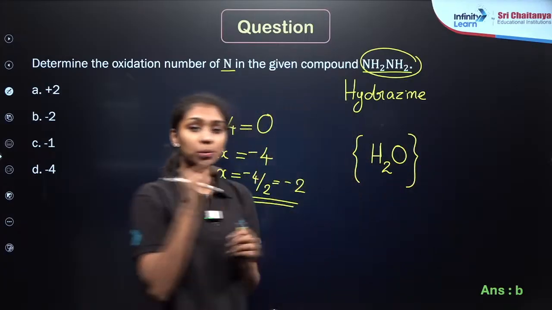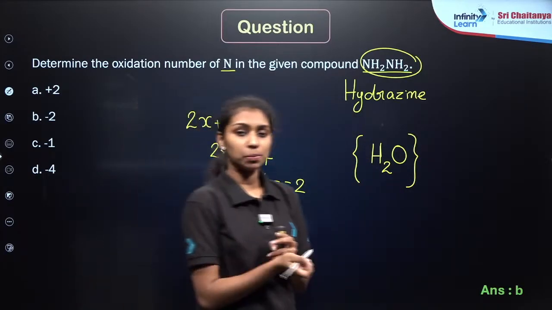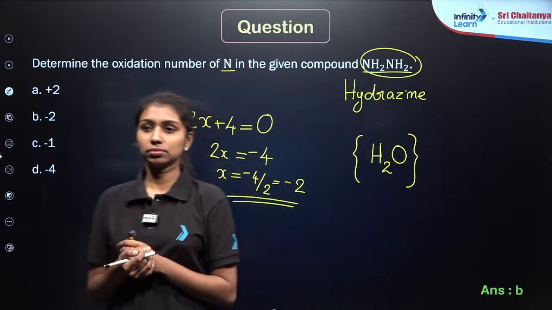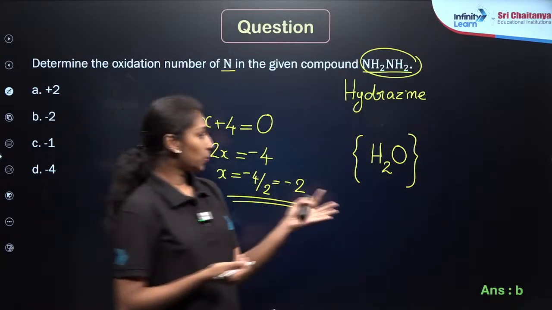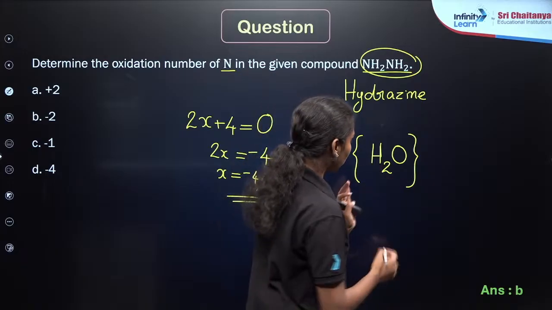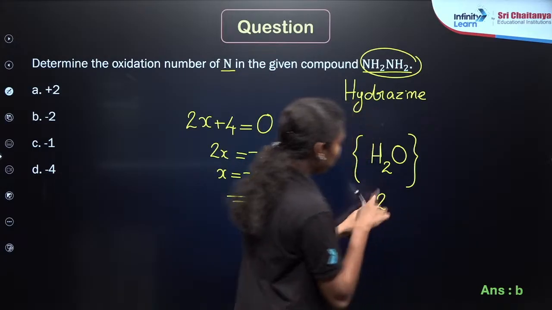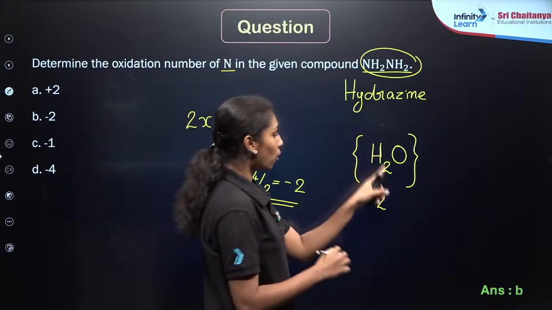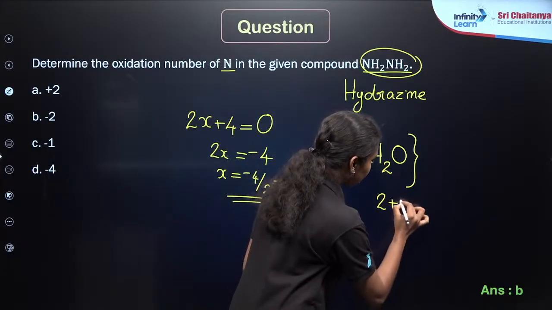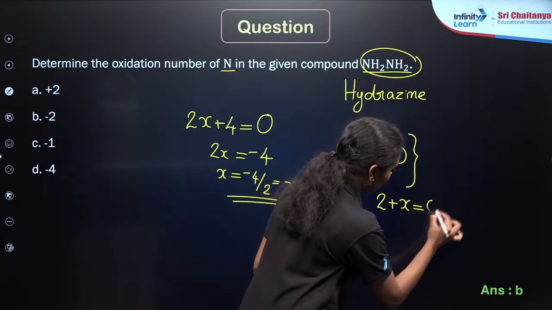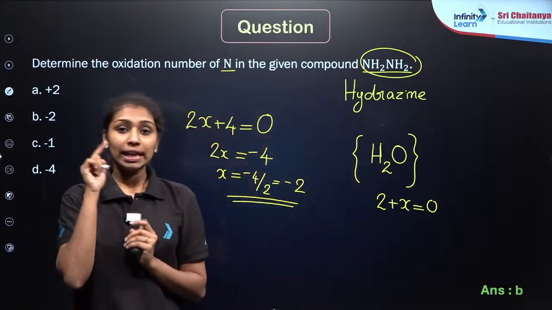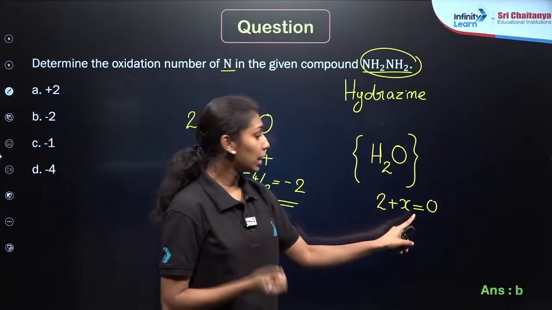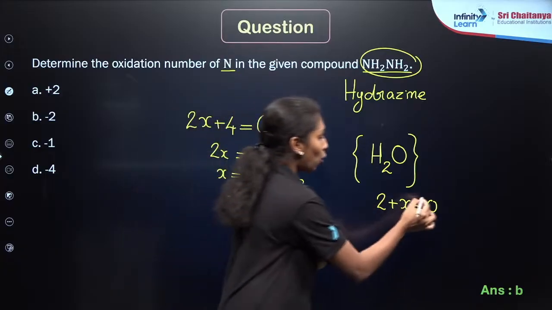What will be the oxidation number of hydrogen? It is +1, right? So in the case of the H2O molecule, 2 is the oxidation number of 2 hydrogen atoms, plus the oxidation number of oxygen, which we need to calculate and will take as x, that will be equal to 0. For a neutral molecule, the total sum of the oxidation numbers of each element present in it will be equal to 0.